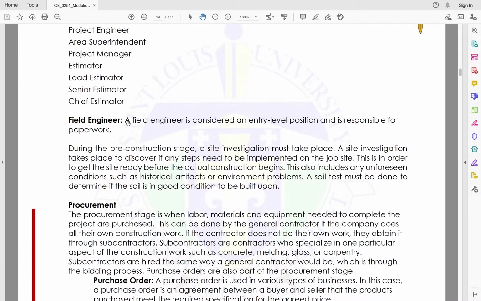So, like what I've said, a field engineer is considered an entry-level position and is responsible for paperworks and site inspection work sila rin yan, or site monitoring rather. Okay? So, during the pre-construction stage, a site investigation must take place.